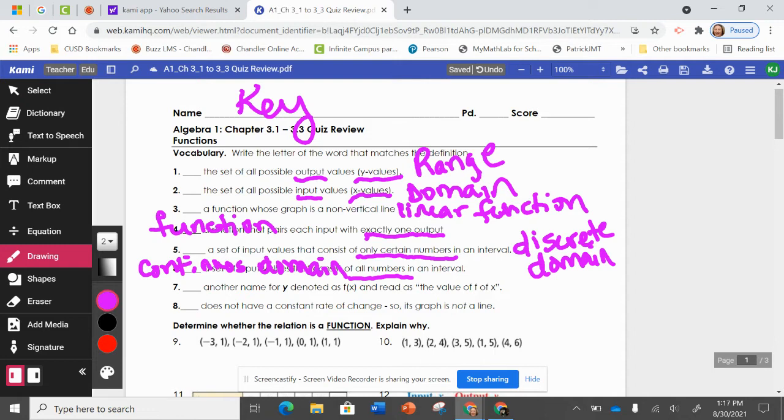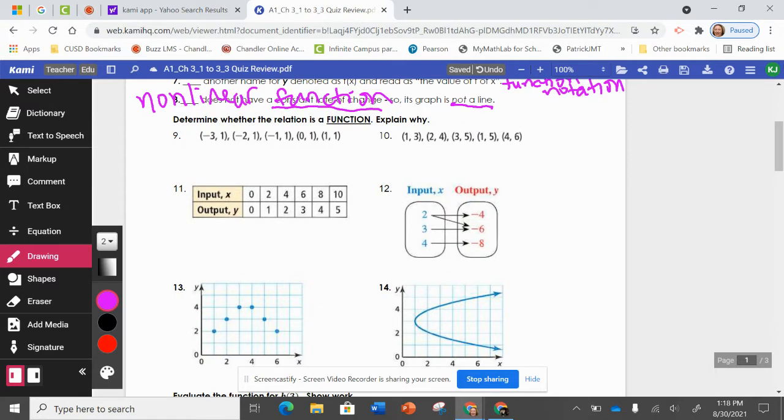Another name for y, denoted as f of x, is function notation. And the last one, number 8, if something does not have a constant rate of change, and the graph is not a straight line and non-vertical, then this is a non-linear function. So that's a review of that vocabulary.